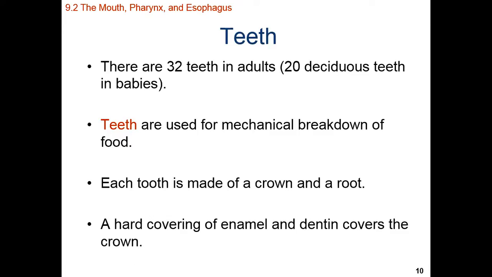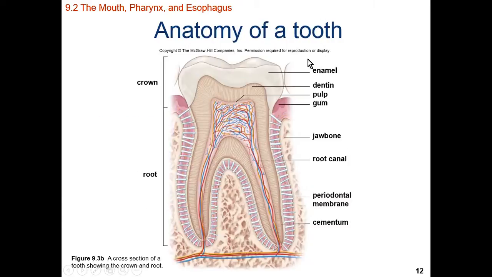We use these teeth for the mechanical breakdown of food, and the different shapes of the teeth are going to aid with a different kind of mechanical breakdown process, from slicing to tearing to grinding, depending on if we're looking at the incisors, the canines, or the molars. Each tooth is going to have a crown and a root. The crown is the part of the tooth that's above the surface, which we can see in this diagram over here, and the root is the part that is below the surface.